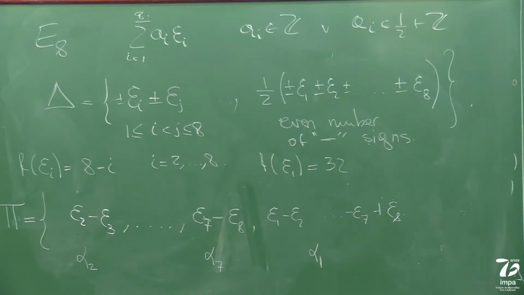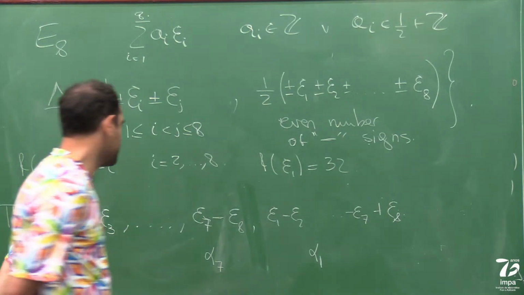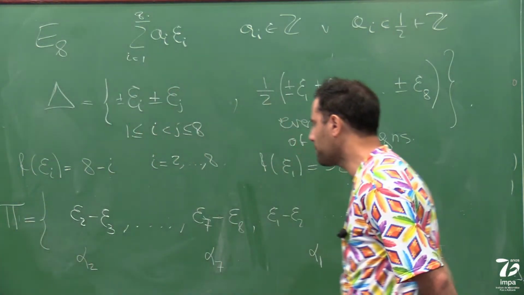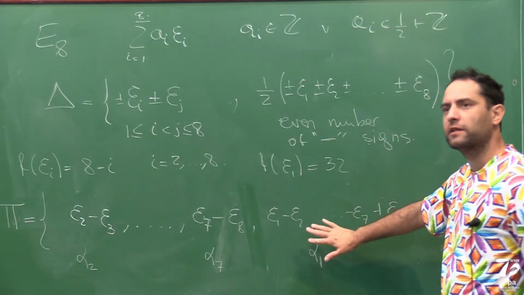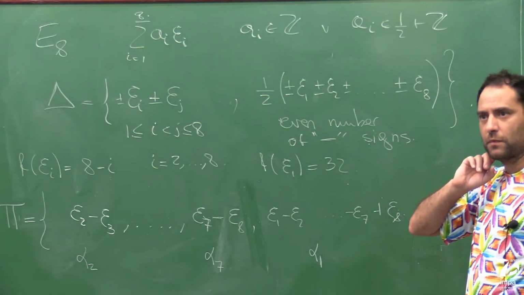Other than 2, I think. So we also need a root with a different number of plus signs. Okay, so the argument here is the following: I'm going to start taking linear combinations of these guys.